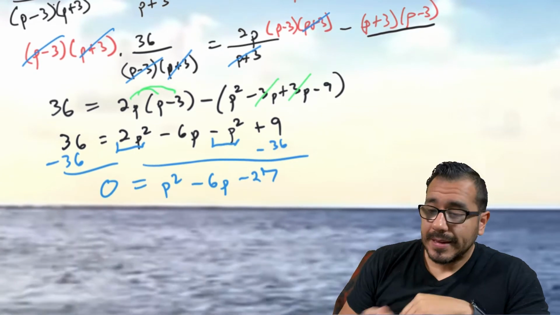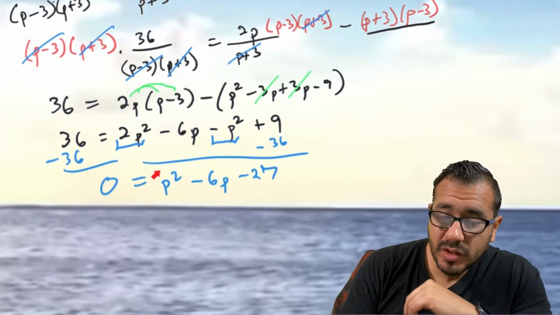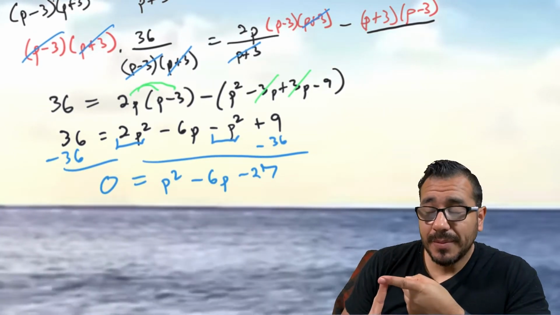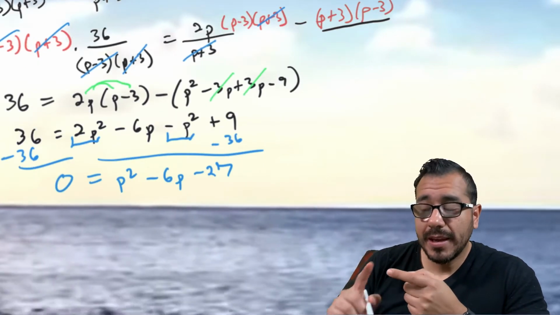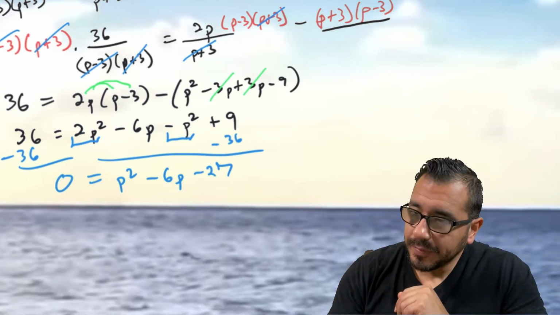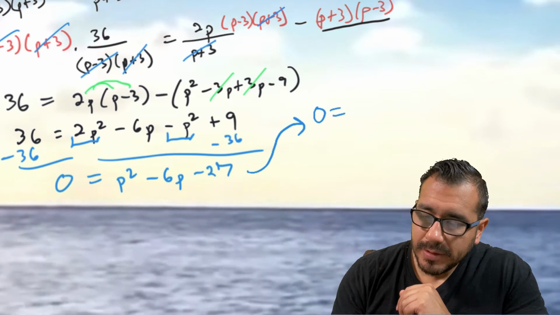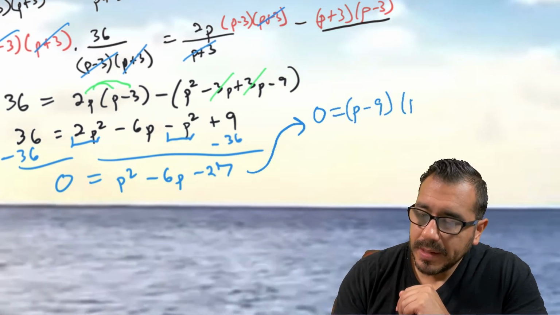All right, now we're looking into factoring this right here. Notice our leading coefficient is 1. So give me two numbers that multiply to give me negative 27 and add up to negative 6. So hopefully you're saying negative 9 and positive 3, right? So let's factor this. And so we get 0 equals p minus 9 and p plus 3.